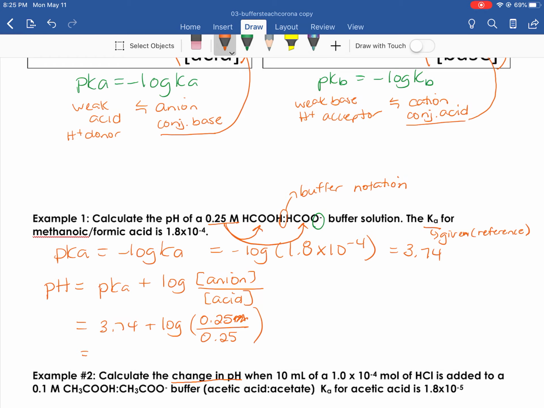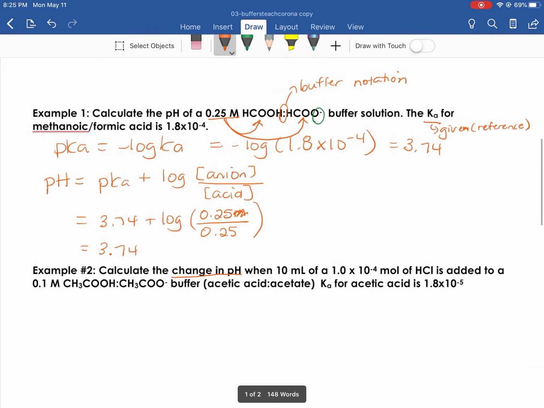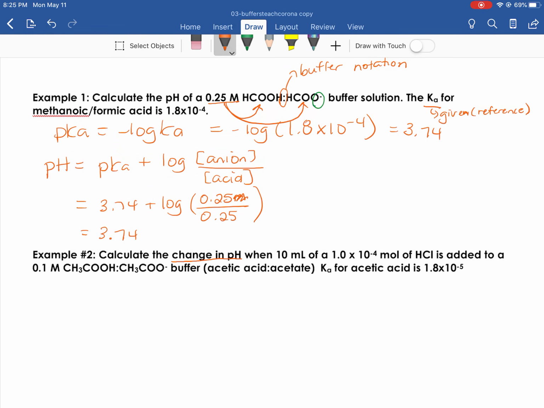And those of you that have taken functions, for example, will know that the log, if you do 0.25 divided by 0.25, that gives you 1, and the log of 1 is 0. So we're going to get 3.74. Okay, so that's a straightforward question, no stress or anything like that.